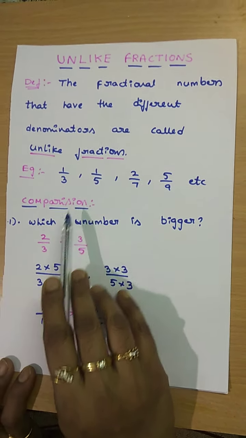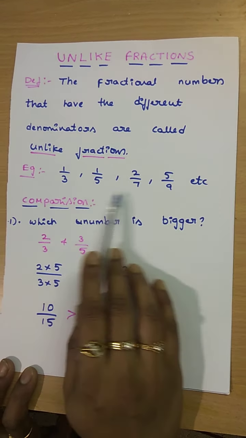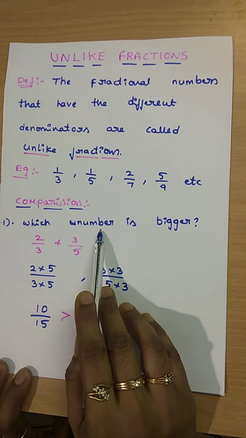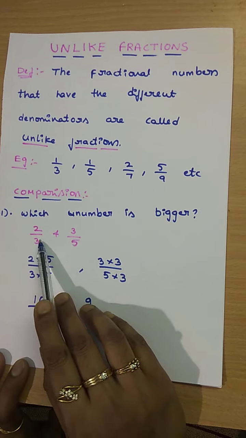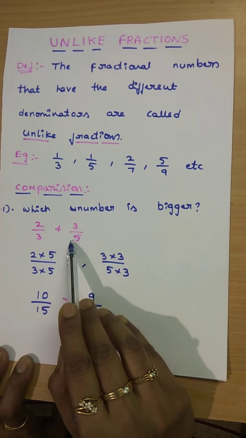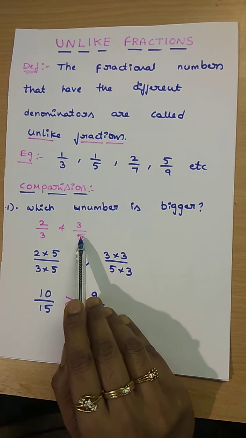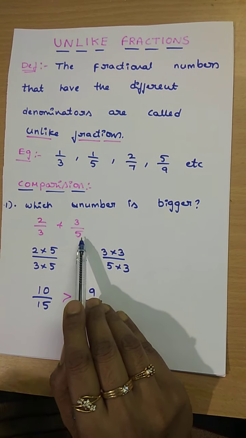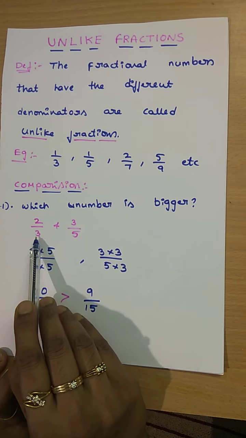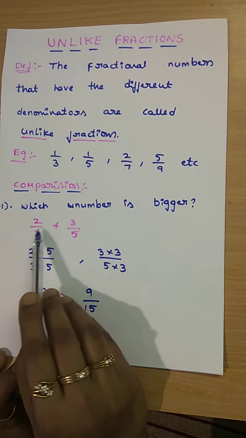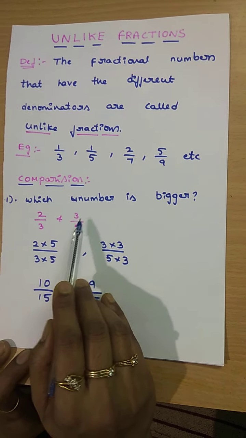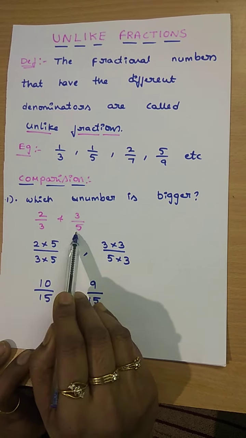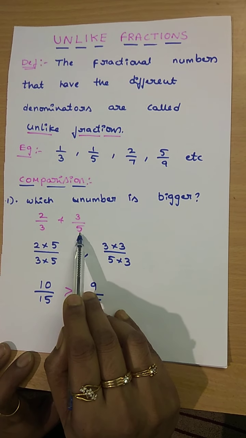Okay, now we are going to compare unlike fractions. Which number is bigger, 2 by 3 or 3 by 5? We will check which one is bigger and which one is smaller. If denominators are same, we can compare easily. We only check the numerators and we can say easily. But these denominators are different. Here 3 and here 5 is there.